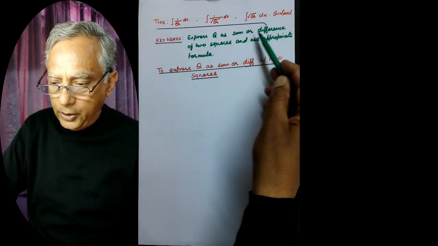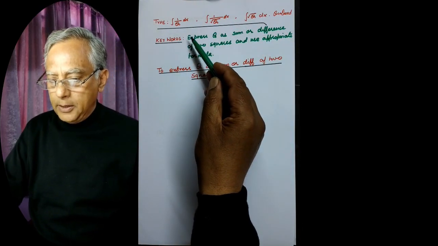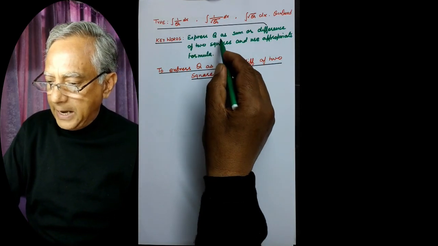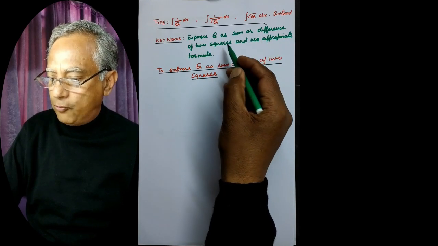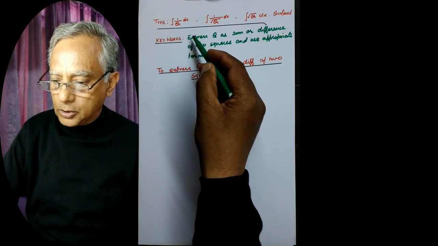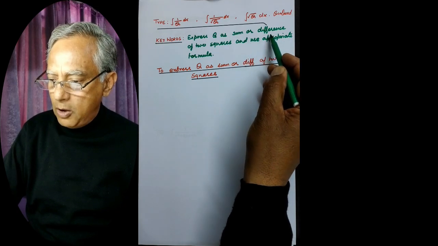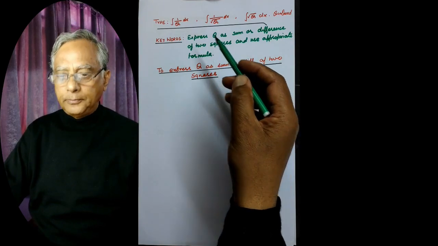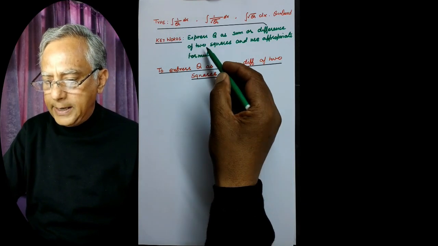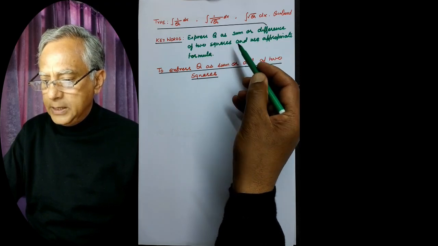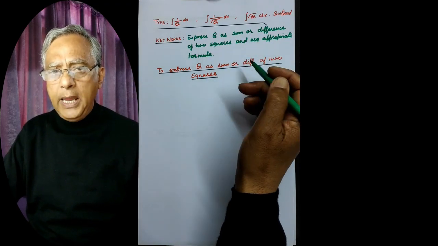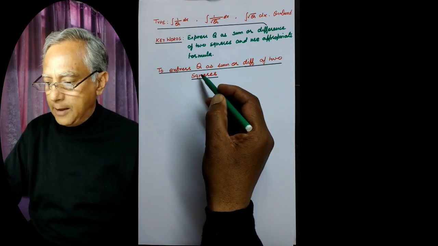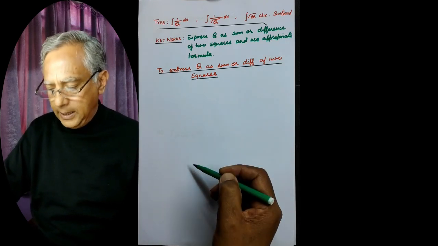So what we do in such questions is you must keep these keywords in mind. Express the quadratic as a sum or difference of two squares and use the appropriate formula. So we have to express the given quadratic as a sum or difference of two squares and then use the appropriate formula. Now how to express this quadratic as a sum or difference of two squares, I will illustrate now.